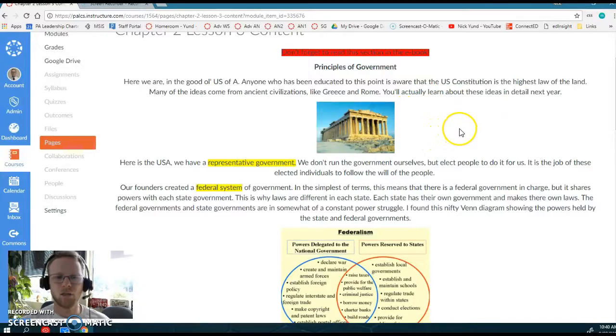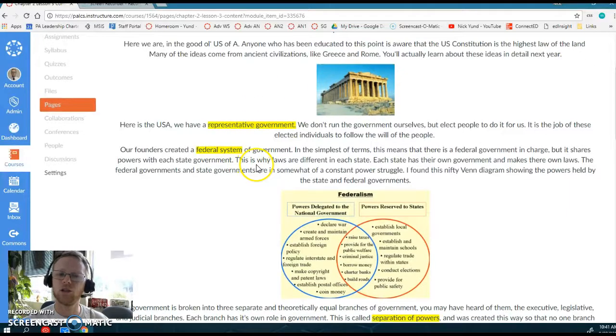So here in the USA, we have a representative government. We don't run the government ourselves. I don't go to Washington, D.C. every weekend and help legislate. But we do elect people to do it for us. It is the job of these elected individuals to follow the will of the people. That's how it's supposed to work.